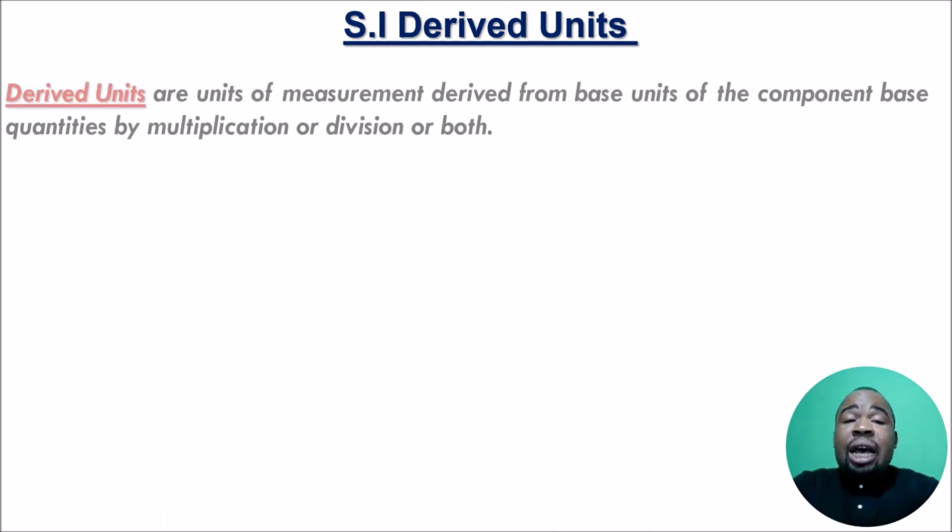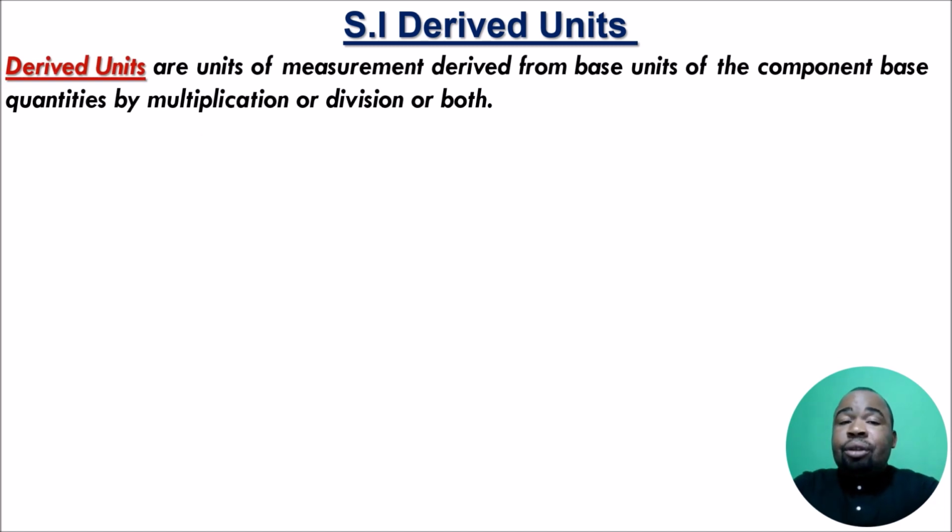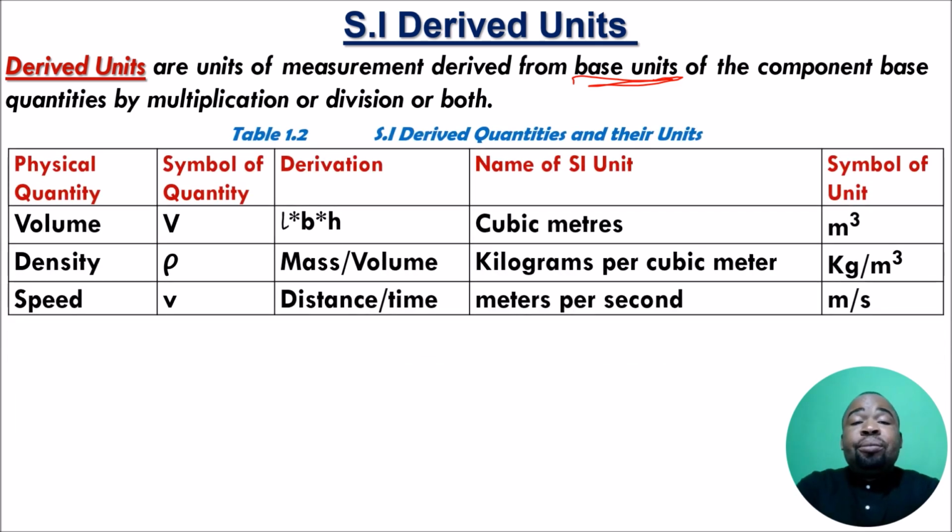Now let's talk about SI derived units. What are they? These are units of measurements derived from base units through multiplication, division, or both. Just like derived quantities are obtained from base quantities through multiplication, division, or both, like we discussed in the last class, derived units are also obtained through multiplication, division, or both. What are we multiplying? What are we dividing? Base units.